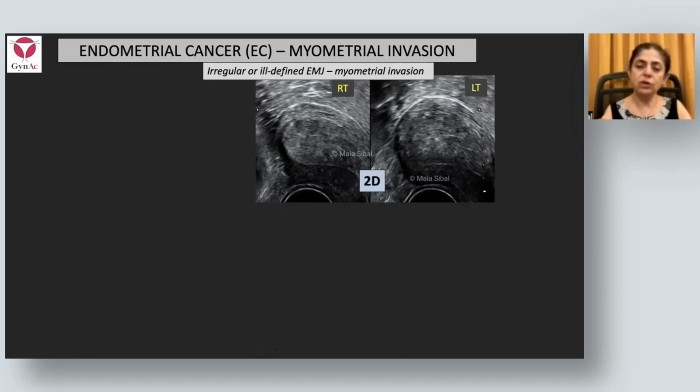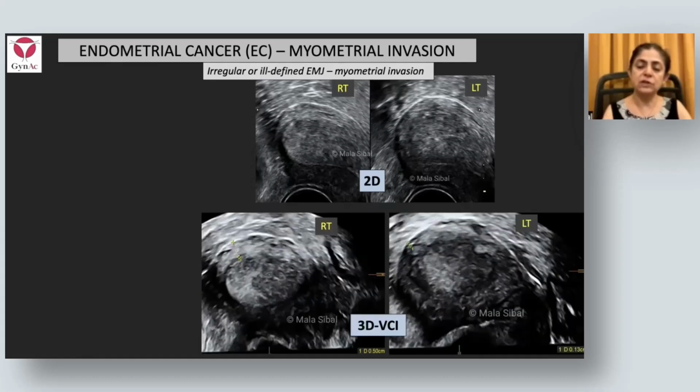Now, when we want to look at the endomyometrial junction more carefully, the best thing to do is use 3D with VCI because VCI helps us delineate margins much better. Now, in this particular patient, on the right side, both on 2D and 3D, you could see that the endomyometrial junction was well seen and the overlying myometrium we've measured here was 5 millimeters.